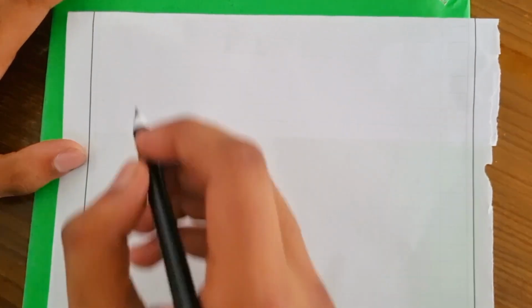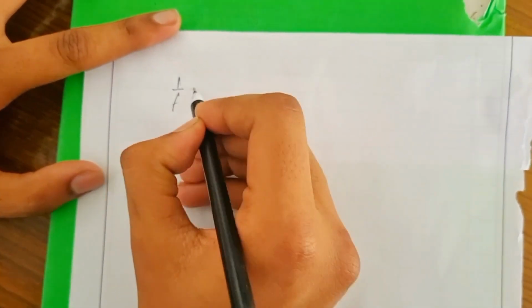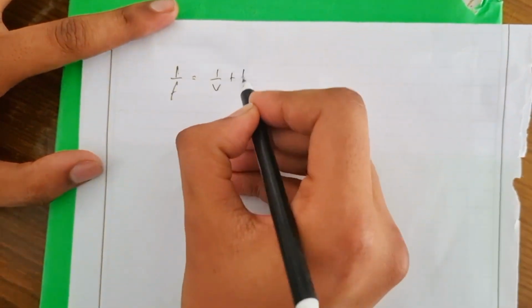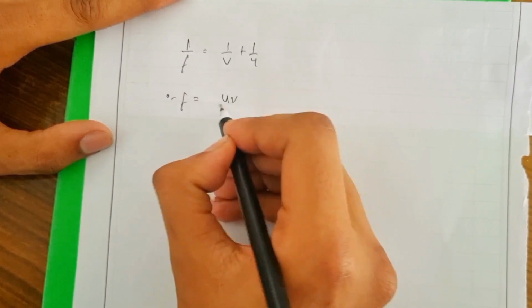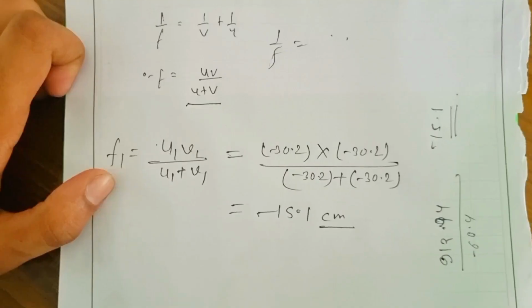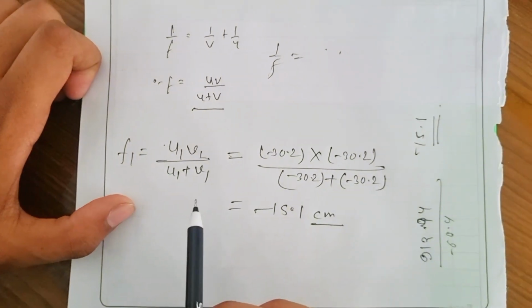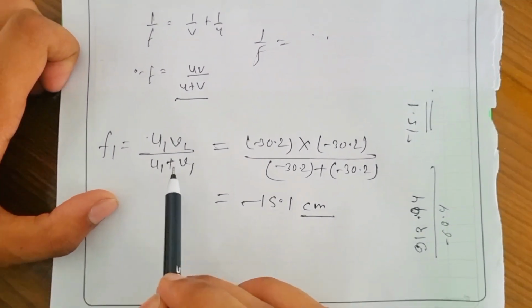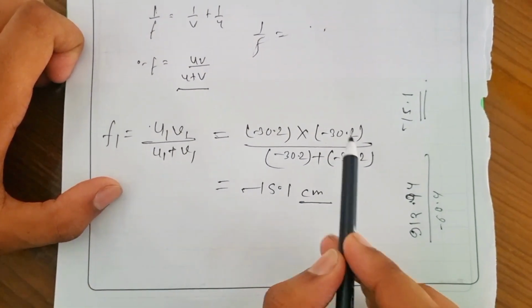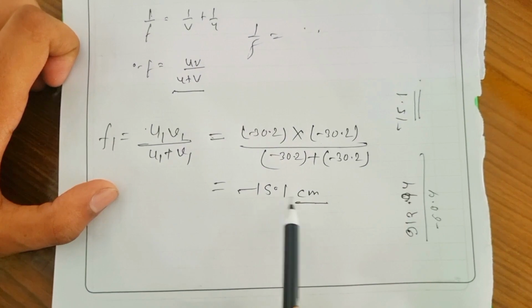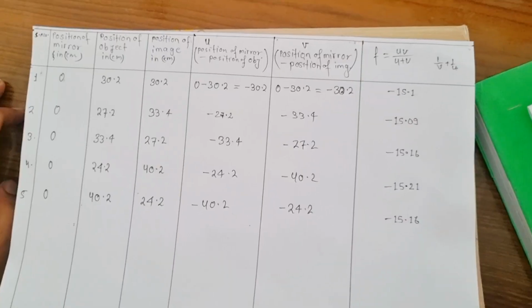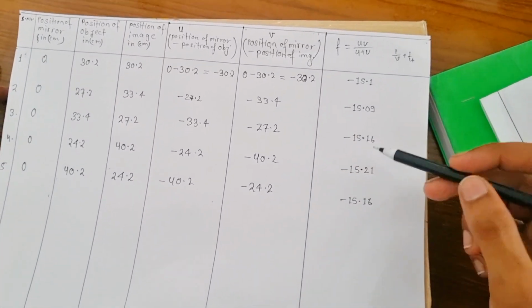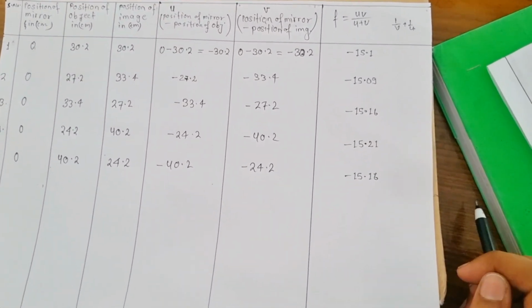Okay, so we know that to find the focal length of the concave mirror, the formula goes like 1 upon f is equal to 1 upon v plus 1 upon u. And for the focal length, f is equal to uv upon u plus v. So for the focal length of the first data, we will take u1 v1 upon u1 plus v1. And after the further calculation, we have got focal length minus 15.1, and we will use the same process for all the data. So we have now got our focal length for all the left-hand data.